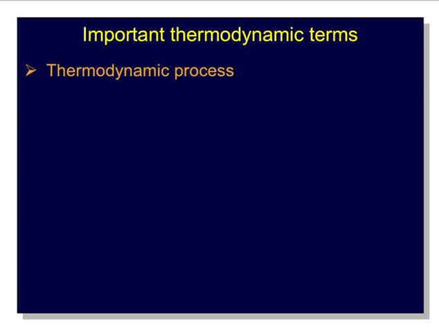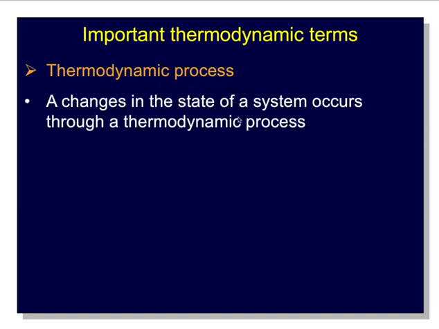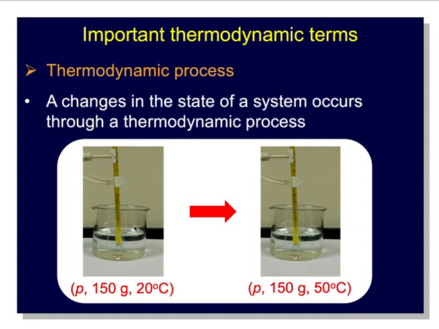Let's go further and talk about what exactly we mean when we say a thermodynamic process. A thermodynamic process basically means a change in state of the system. That means if I somehow change the state of a given system, I say I have carried out a thermodynamic process. Let's take an example to understand this. Suppose I have taken a beaker, and in the beaker I have taken 150 grams of water, and the temperature happens to be 20 degrees centigrade. Since it is an open beaker, the pressure will be atmospheric pressure. So it is P, 150 grams, 20 degrees centigrade. So essentially I have defined the thermodynamic parameters, and these three things define the state of this system.